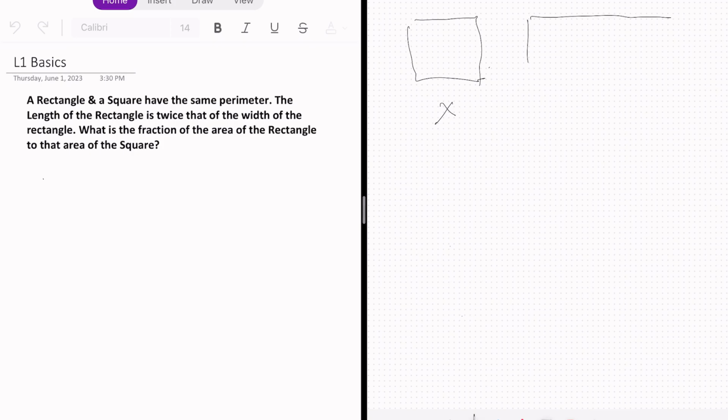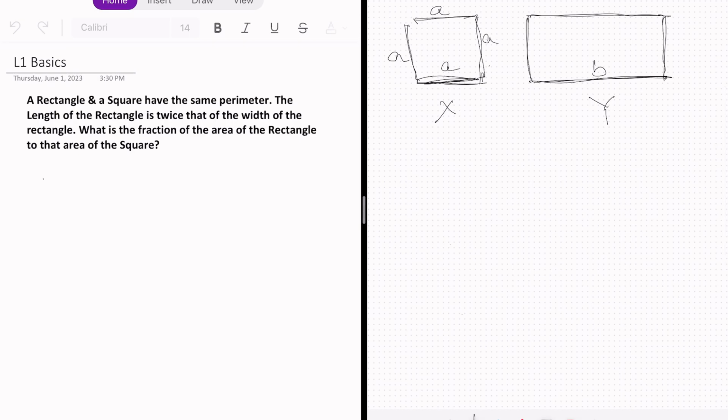So I've been given a square, let's call the square x, and a rectangle, which is called y. The perimeter of x, which is the sum of all the sides of x, is the same as the perimeter of y. Let's mark the length of the side of x to be a. A square has all four sides equal, so all of them would be a. And let's mark the length of the rectangle y to be b and the width to be c. So if this side is b, then the opposite side is also b. If this side is c, then the opposite side is also c.